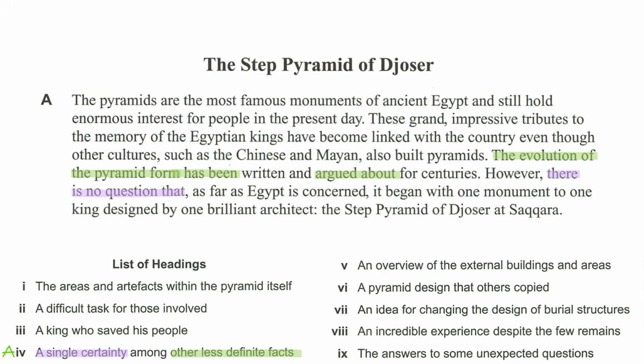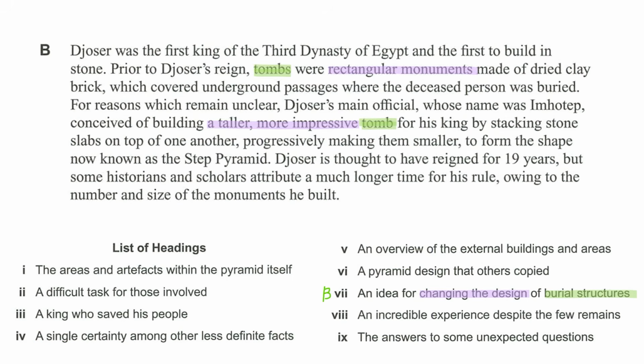Have a look at paragraph B. "Tombs" from the paragraph are paraphrased as "burial structures." Instead of "changing design" in the heading, in the paragraph we see the actual description of the design, rectangular monuments or taller, more impressive ones. No word repetition. So, how did you find the questions we've solved together so far?